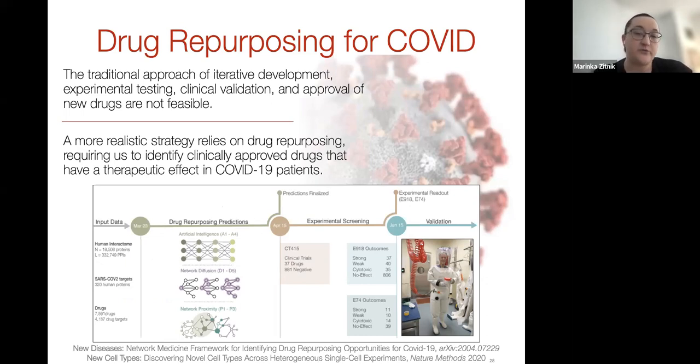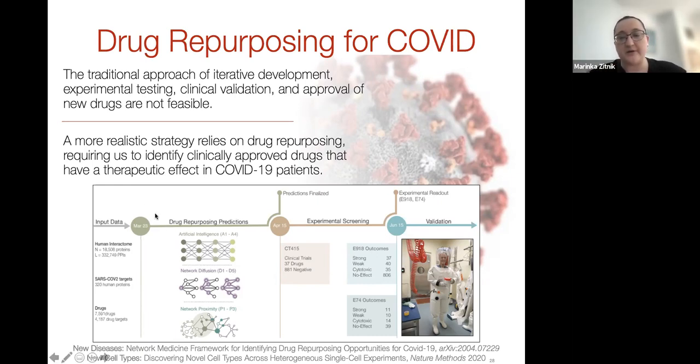And at that point, it was realized that the traditional approach of iterative development, experimental testing, clinical validation, and approval of new drugs would not be feasible. If you recall, we have seen in the last part of the talk that the design of a new drug from scratch would take more than a decade. So that was not a feasible approach. A more realistic strategy would rely on drug repurposing, essentially tasking us to go through all the drugs that were on the market at that point in time, early last year, and identify those that might have therapeutic effect in COVID-19 patients.